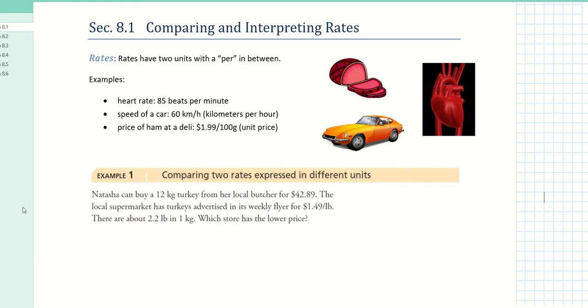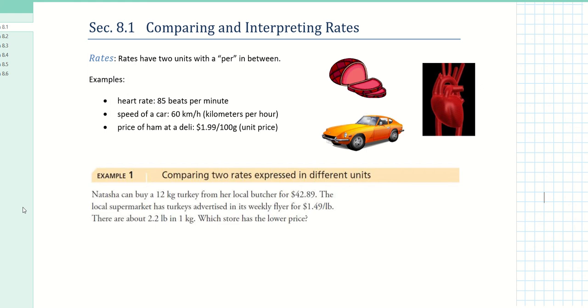So first, let's take a look at rates. So rates have two units. You normally have something per something else. For example, we have heart rate, which is 85 beats per minute, or the speed of a car could be 60 kilometers per hour, or in this case, the price of ham is $1.99 per 100 grams. So all of these are rates. Different units, but all of these are examples of rates.